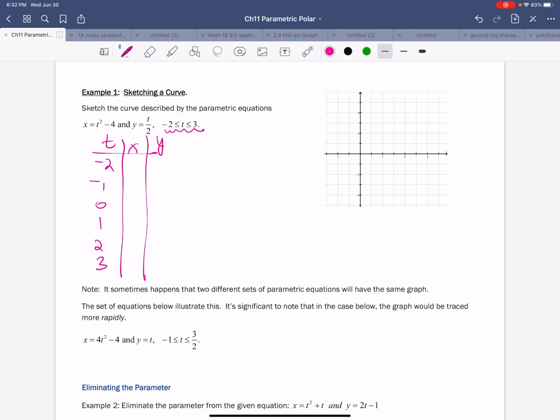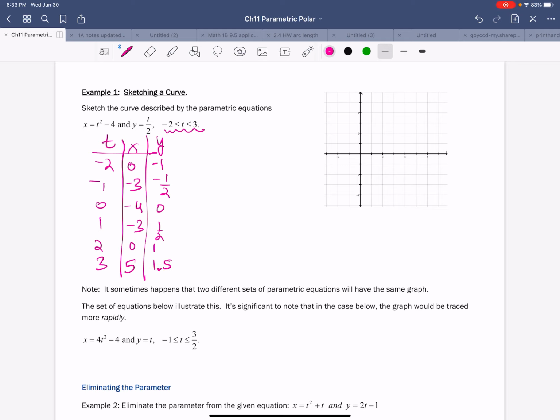When t is negative 2, x is going to be 0, y is going to be negative 1, since negative 2 over 2 is negative 1. When t is negative 1, x will be negative 3, y will be negative half. When t is 0, x is negative 4, y is 0. When t is 1, x is negative 3, y is 1 half. When t is 2, x is 0, and y is 1. When t is 3, x is 5, y will be 3 halves.